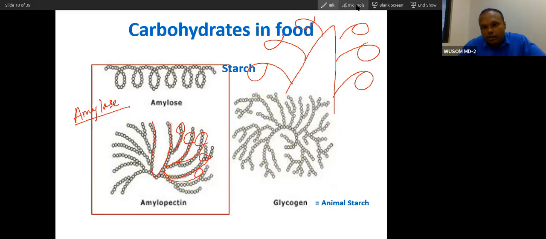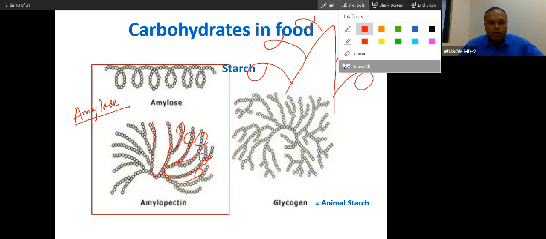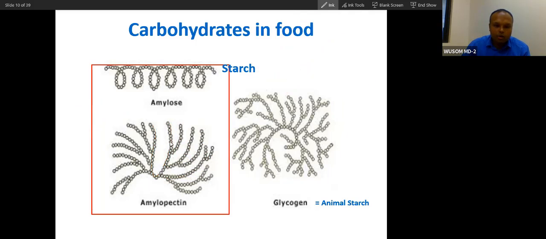I have given this so that you will be able to differentiate what is amylose and what is amylopectin. Amylase is not able to digest amylopectin completely because it has branches with the alpha 1,6 bond. It has a branch here, and here also. Here alpha 1,6, here also alpha 1,6, at branching everywhere.